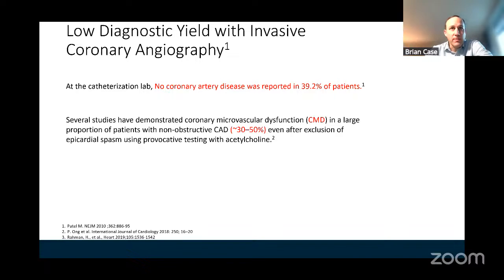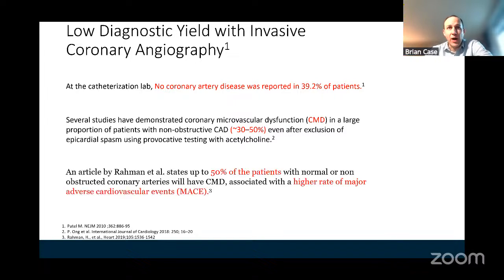Why is this important? Because in that cohort, up to 50% of them will have coronary microvascular dysfunction. If you include those patients who might have epicardial spasm or microvascular spasm, that rate actually goes all the way up to 2/3 of ANOCA patients who are going to have some sort of disease in their microvasculature. So you can imagine the impact that missing this diagnosis can have on a patient. And why is this important?